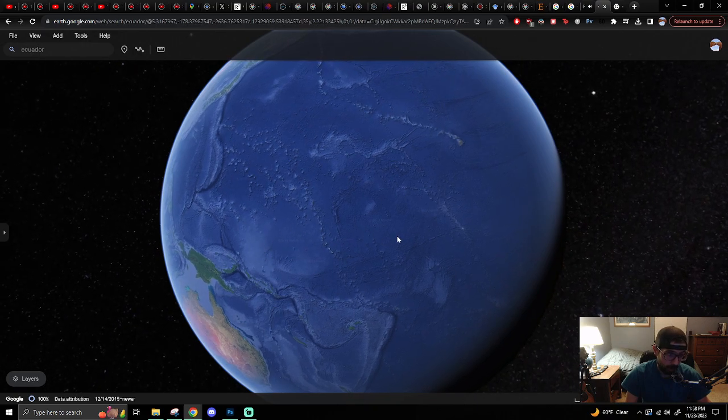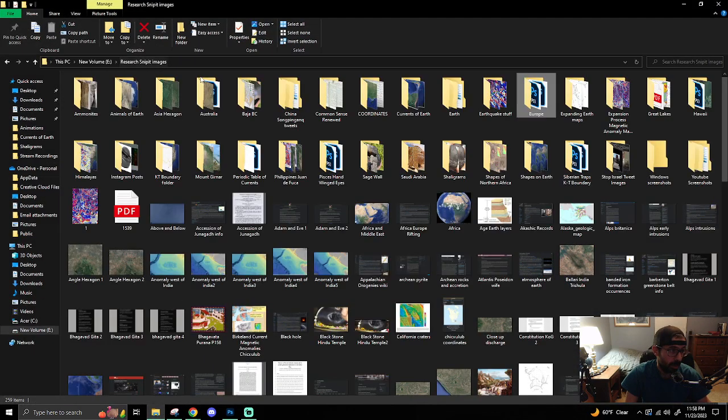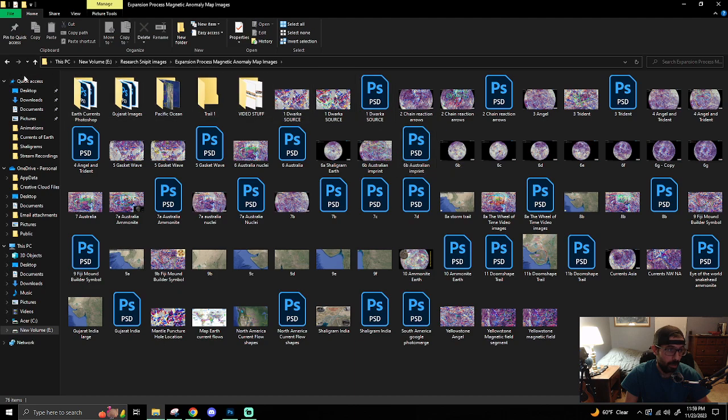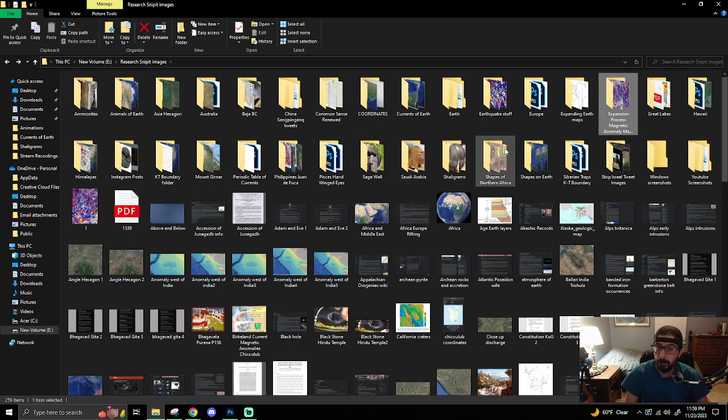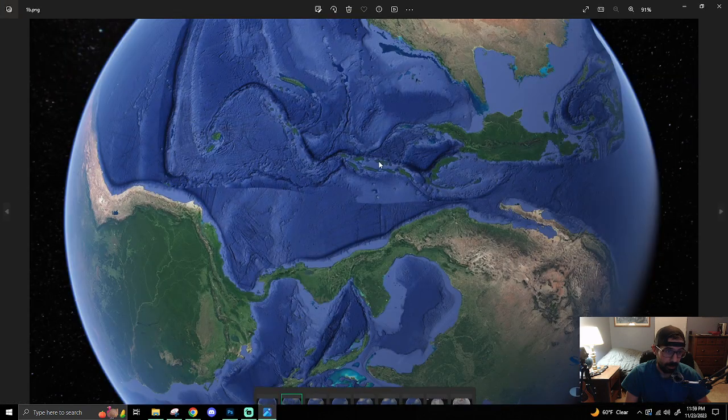Like this one was forming over here with relationship to the Gulf of Mexico. Maybe I can find it. Not sure where I put it. Here we go. Like this.